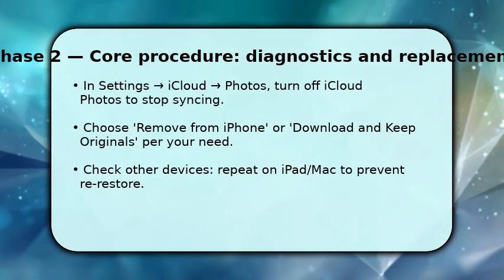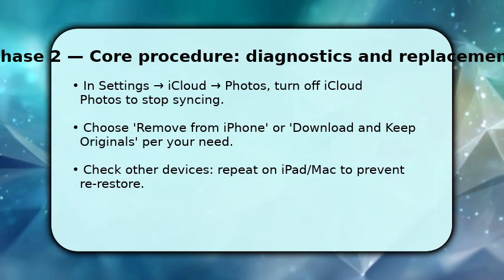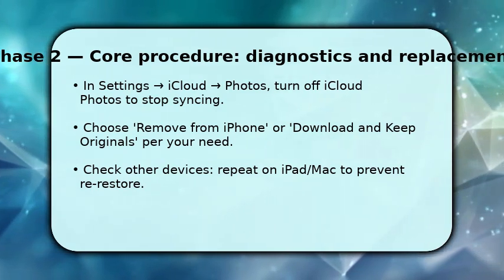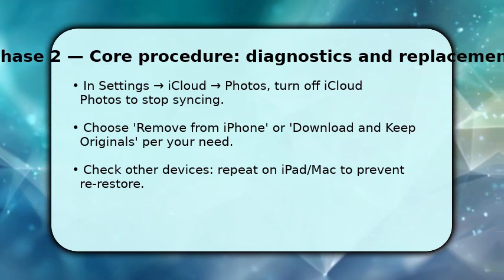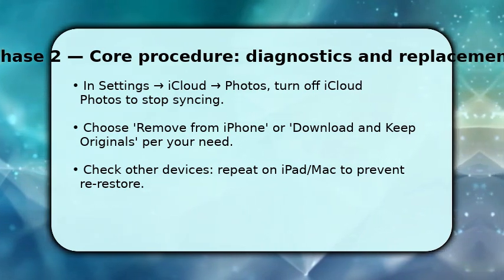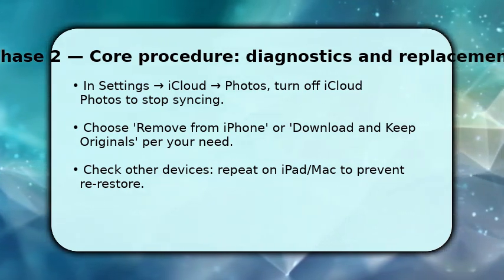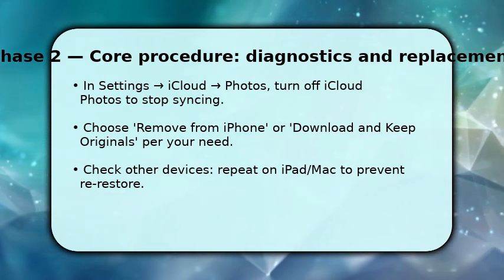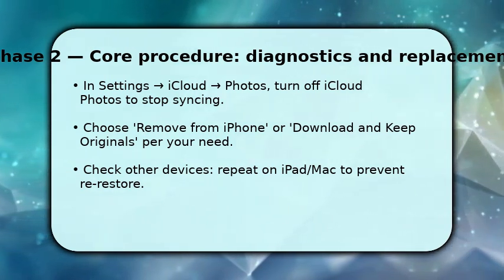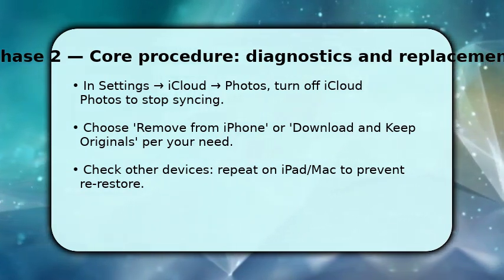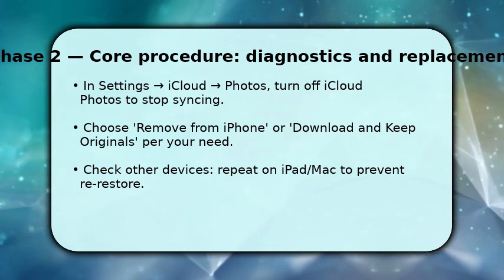Now you'll stop the actual restore by disabling iCloud Photos and choosing how copies are handled. Go back to Settings, tap iCloud, tap Photos, and switch off iCloud Photos. The system will ask whether to remove from iPhone or download and keep originals. Pick based on whether you want local copies.